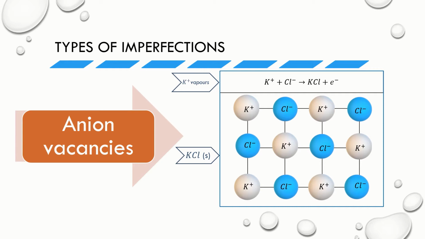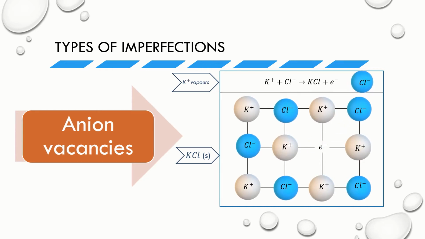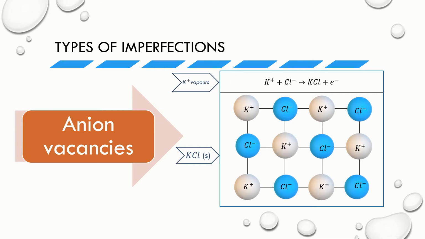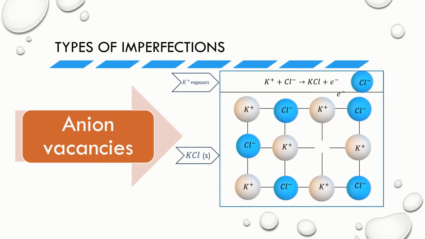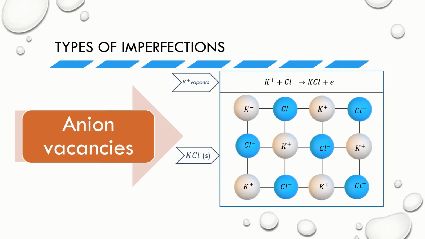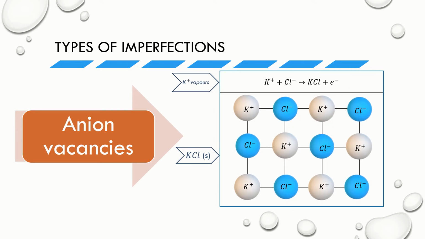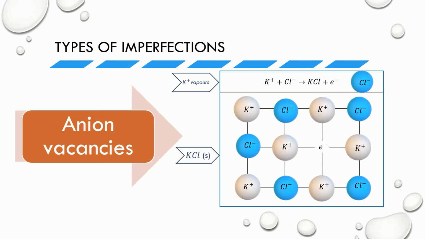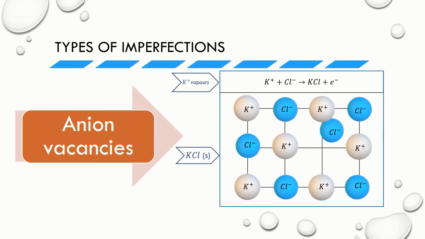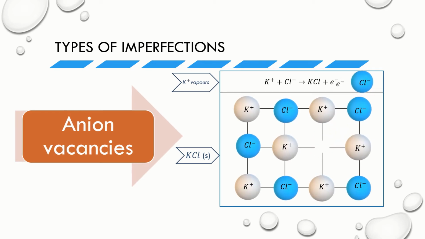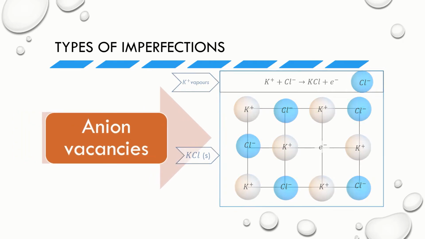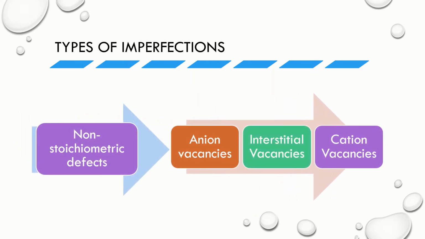The chloride ions then diffuse to the surface where they combine with the potassium ions, which become ionized by losing electrons. Now, these electrons diffuse back into the crystal and occupy the vacant sites that are created by the chloride. Now, these electrons absorb some energy of the white light, giving violet color, which is due to the excess of the potassium ions.